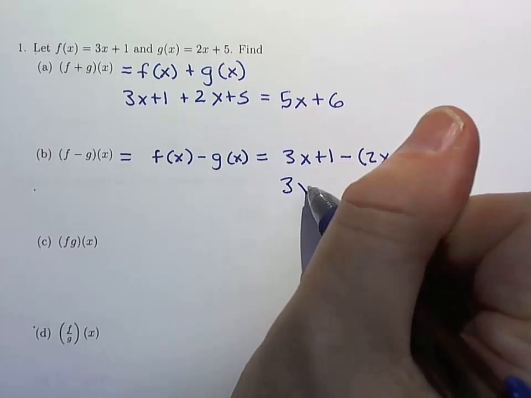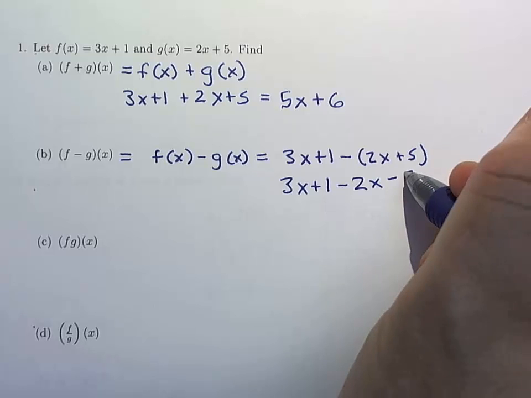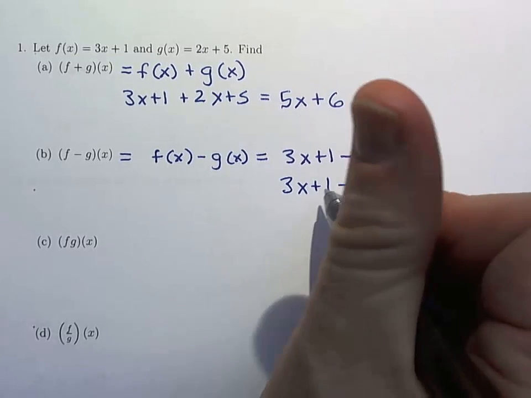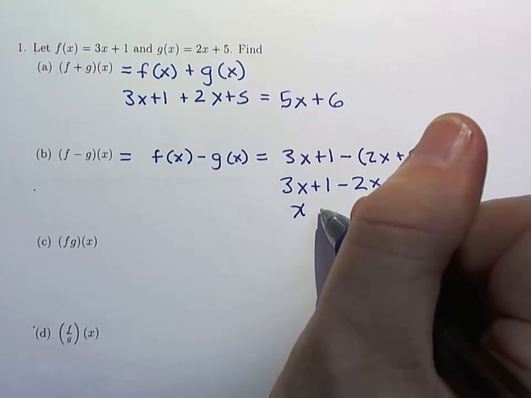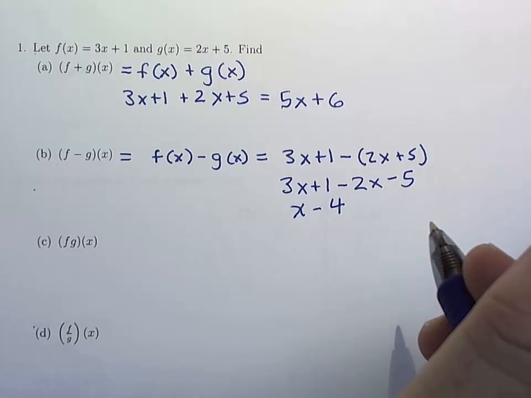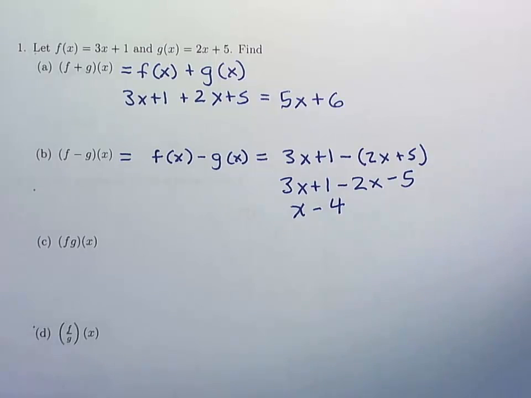So this would be 3x plus 1 minus 2x minus 5. And then you just put everything together. This would be x, what is it, x minus 4? Yeah, I guess so. x minus 4. Okay, any questions about that?